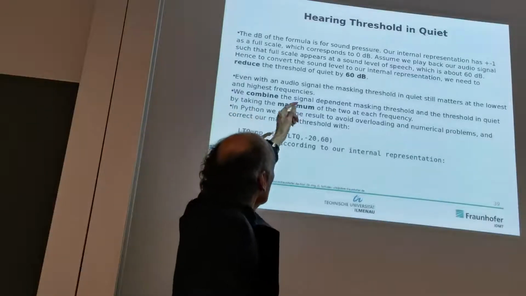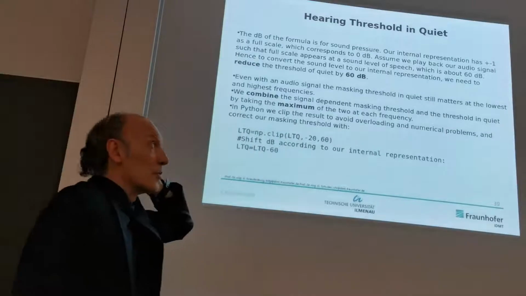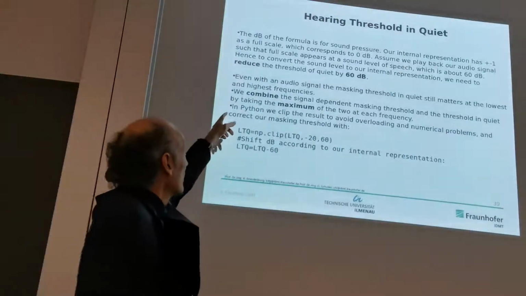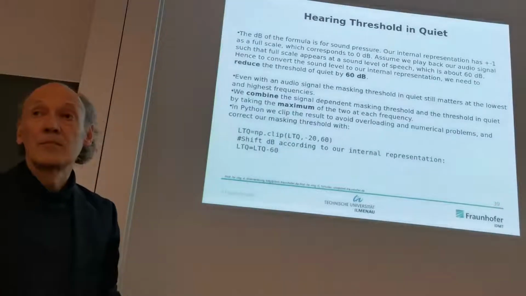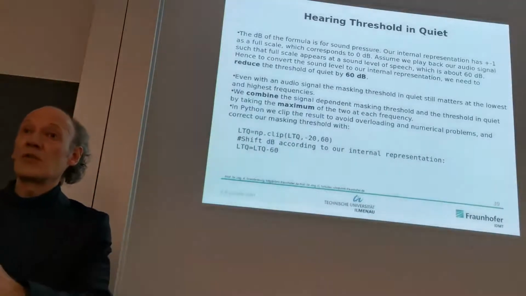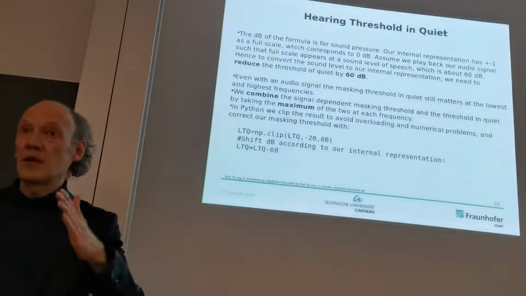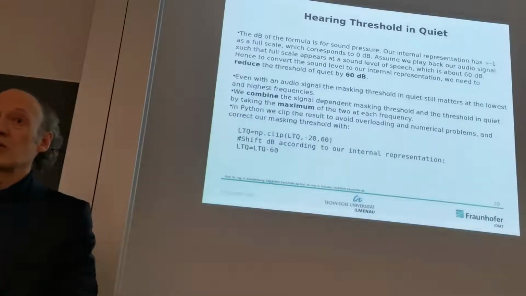So we then combine the signal-dependent masking threshold, the spreading function, and the threshold in quiet by taking the maximum of the two at each frequency. So most of the time our spreading function will dominate, but at the ends, the highest and lowest frequencies, this threshold in quiet will dominate.